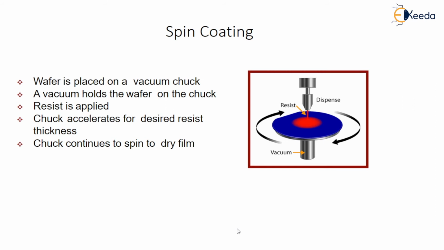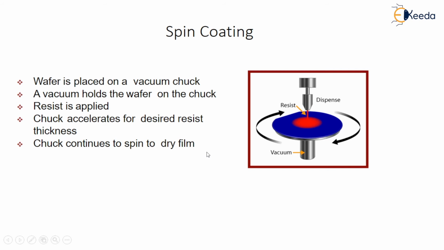For spin coating, the wafer is placed on a vacuum chuck, and the vacuum holds the wafer on the chuck. Then the resist is applied, and the chuck accelerates to the desired resist thickness. The chuck continues to spin to dry the film.